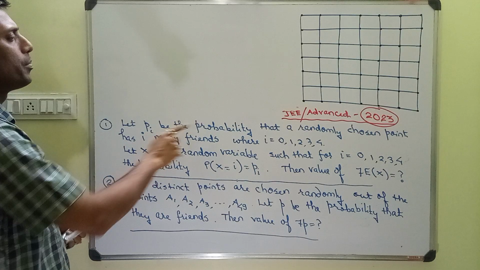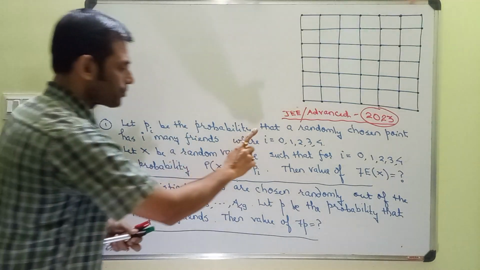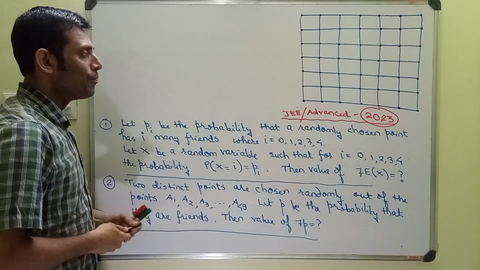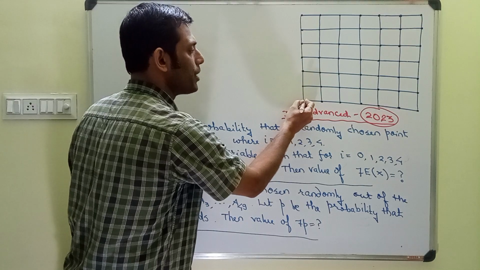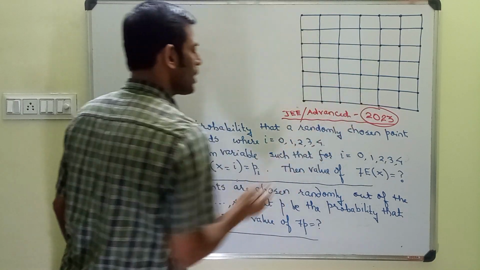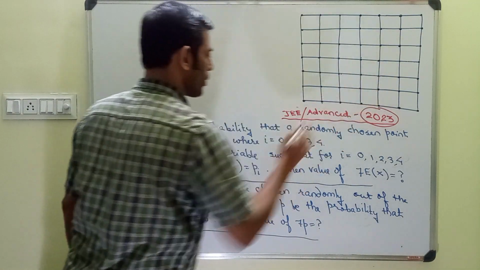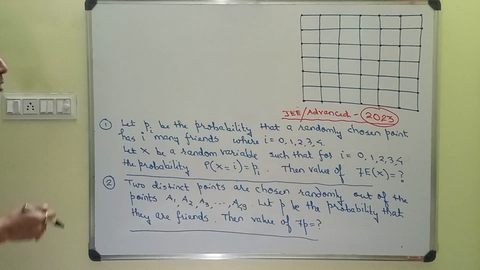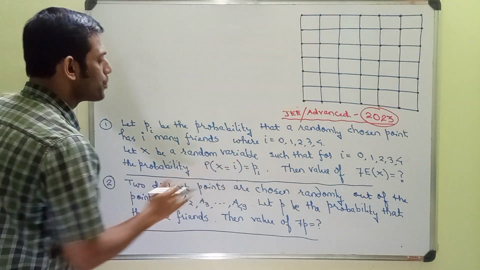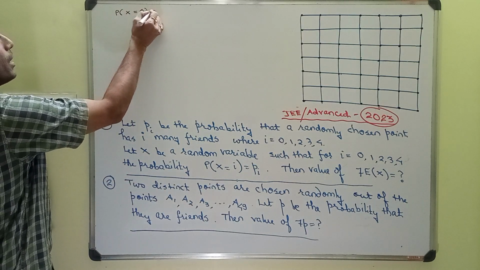If Pi is the probability that a randomly chosen point has I many friends, when I varies from 0, 1, 2, 3 and 4, like see this. This particular point has how many friends? 1 and 2. But this point has how many friends? 1, 2 and 3. Likewise, any point in the middle has how many friends? 1, 2, 3 and 4. And like this. So let X be the random variable such that for I equal to 0, X equal to I is Pi. Let's begin with probability for X equal to 0.